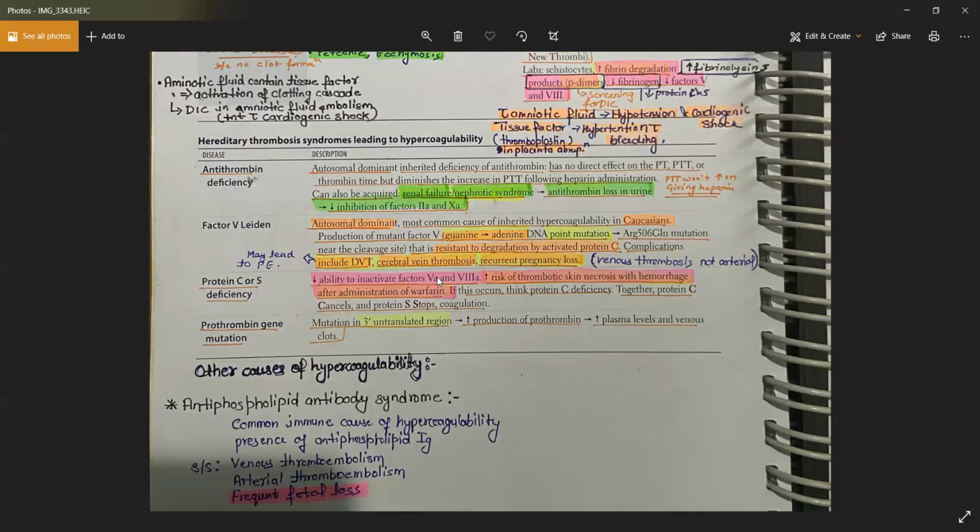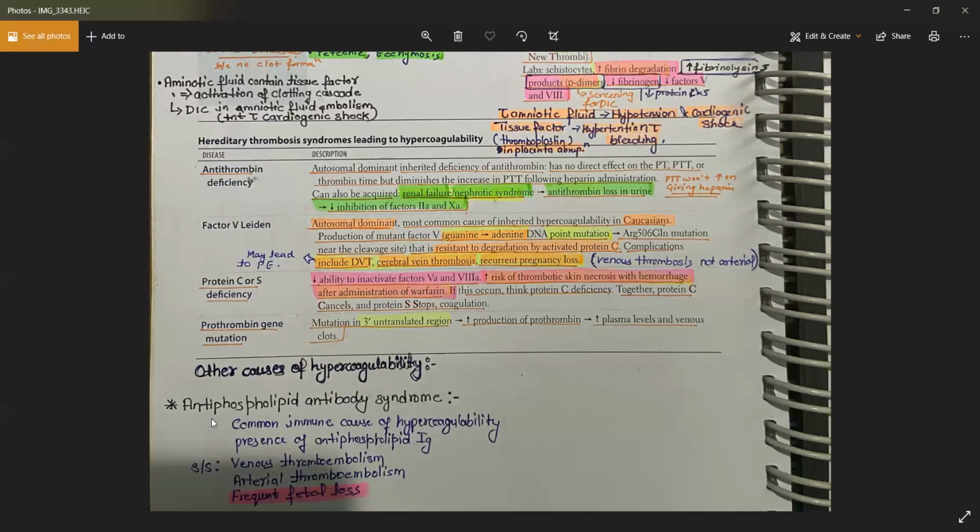Got it. Thank you. And now the prothrombin gene mutation, in which you have increased production of prothrombin. Again, you will have a hypercoagulable state. You will have deep vein thrombosis, cerebral vein thrombosis, and other things. Other causes of hypercoagulability include antiphospholipid antibody syndrome. You know that in antiphospholipid antibody syndrome I have hypercoagulability. In that case you will again have venous thromboembolism. You can even have arterial thromboembolism in antiphospholipid antibody syndrome. And apart from that, you will also have recurrent pregnancy losses.